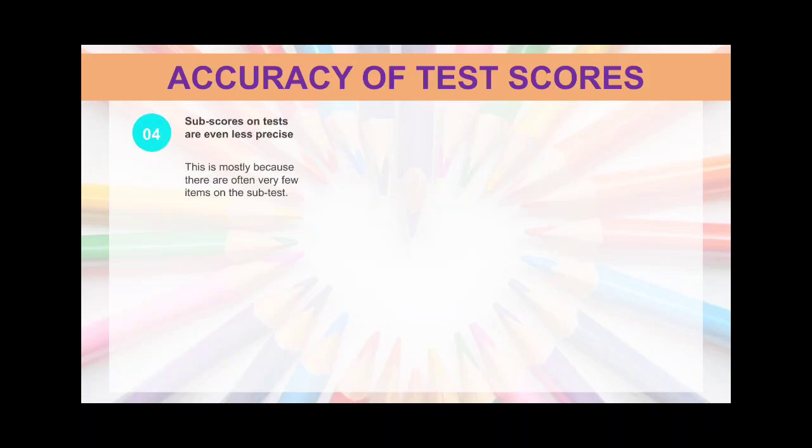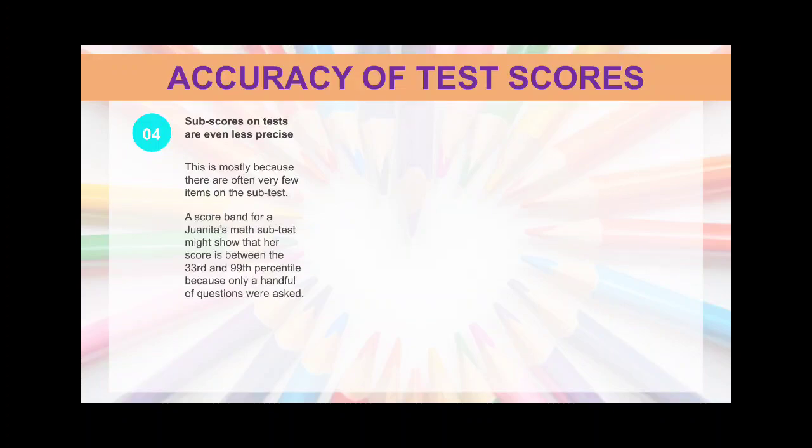Number four, subscores on tests are even less precise. This is mostly because there are often very few items on the subtest. So, let's say a score band for Juanita's math subtest might show that her score is between the 33rd and 99th percentile because only a handful of questions were asked.